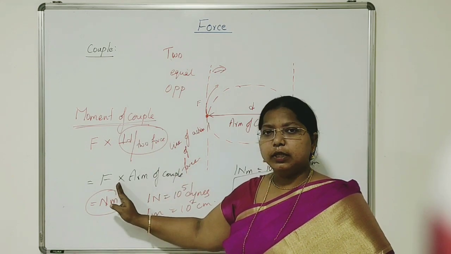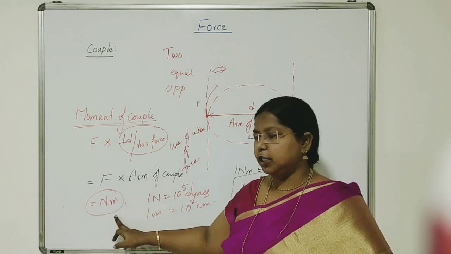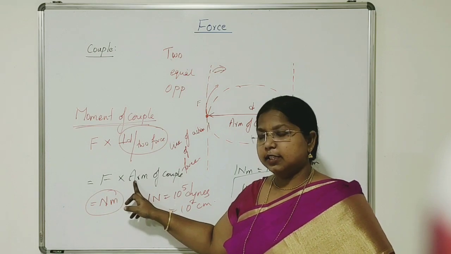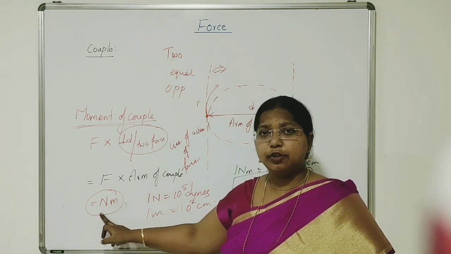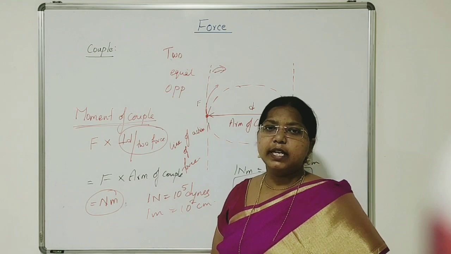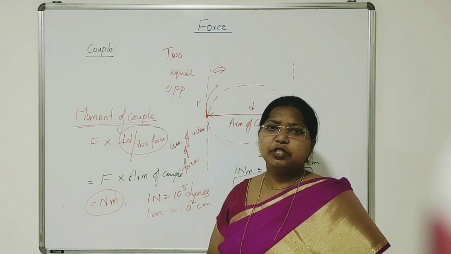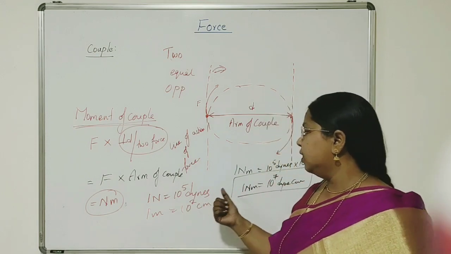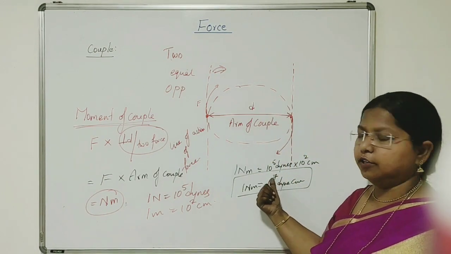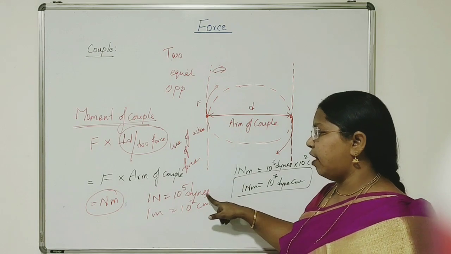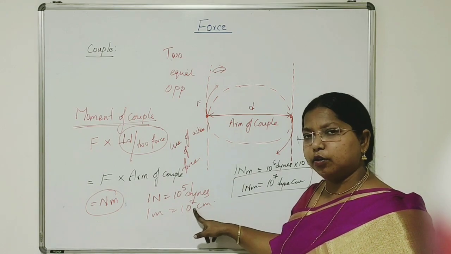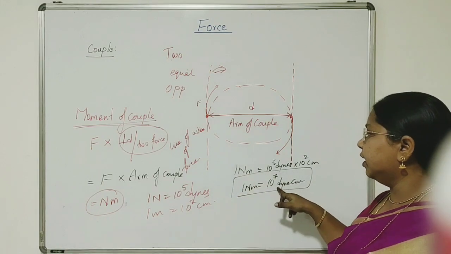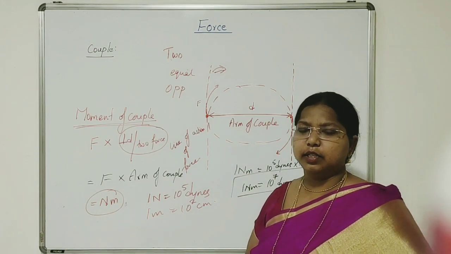Next, coming on to the SI units, Newton meter. Force is having Newton as unit and arm of couple is nothing but the distance, so it will be meter. So SI units are Newton meter and CGS unit will be dyne centimeter. If you want the relation between Newton meter and dyne centimeter, it means SI and CGS unit, then we will use this calculation. 1 Newton means 10 power 5 dynes, 1 meter is equal to 10 power 2 centimeter, it's 100 centimeter. So let us substitute it here, we will get 10 power 7 dyne centimeter.